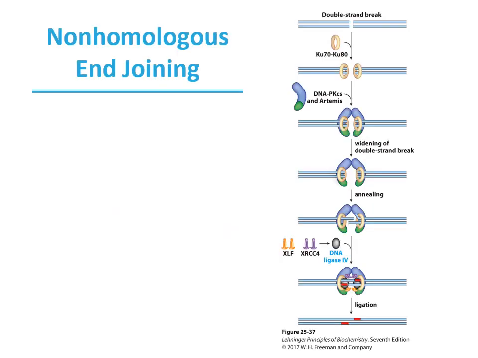Non-homologous end joining. This mechanism is used to repair double-strand breaks. The method is not ideal, but it's better than cell death. Unfortunately, there's no conservation of DNA sequence when the process completes. The Ku70-Ku80 complex is the first to bind the DNA ends.